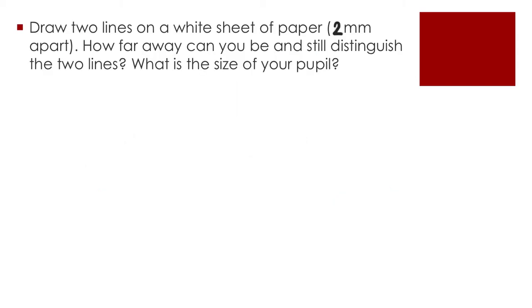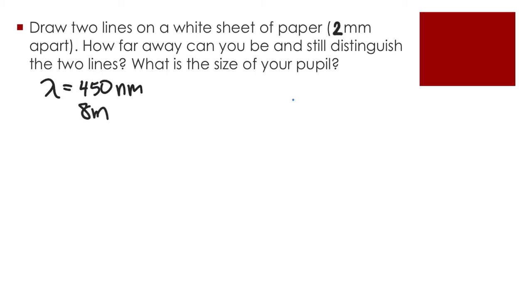Okay, so let's use this with an example. Draw two lines on a white sheet of paper, 2 millimeters apart. How far away can you be and still distinguish the two lines? Go ahead and try it out. I did this with blue ink, so that means my wavelength is going to be, let's say, 450 nanometers. That's approximately blue light. And when I put it on the wall and walked away in the hallway, I got to around 8 meters.